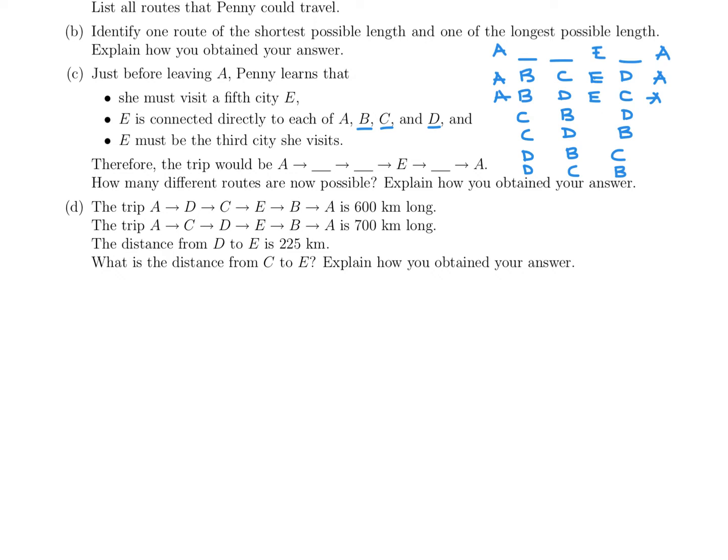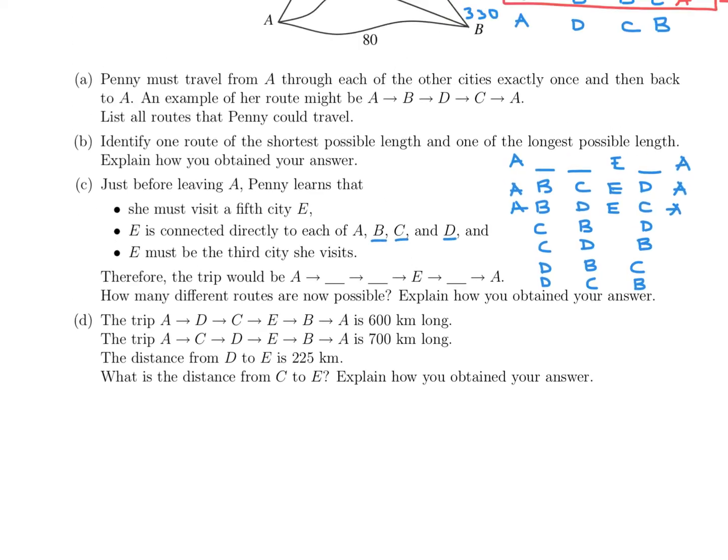Trip ADCEBA is 600. Trip ACDEBA is 700. Distance from D to E is 225. What is the distance from C to E? Okay, so we're going to need that first diagram here.